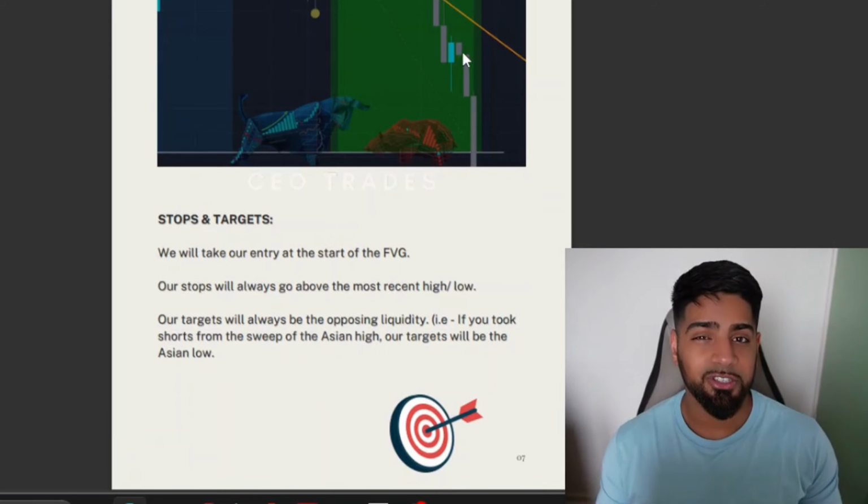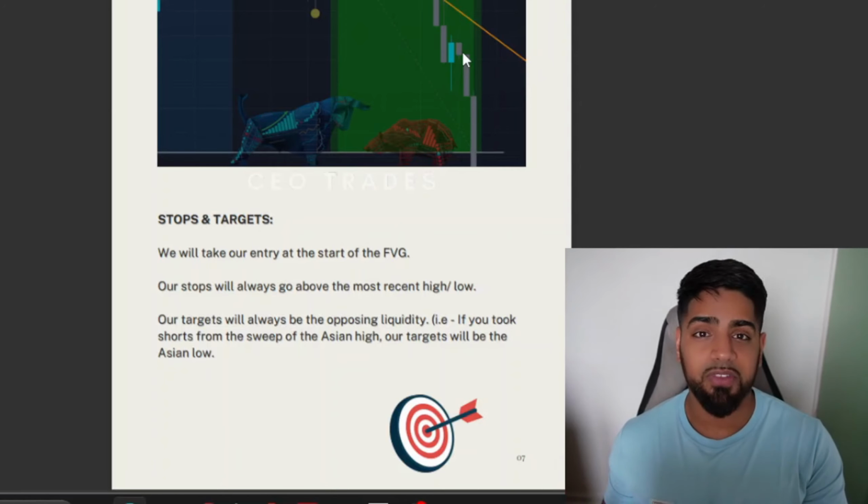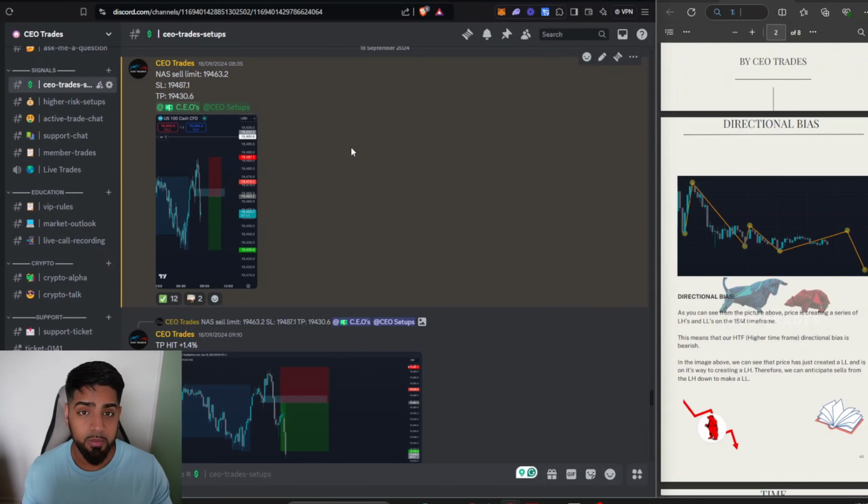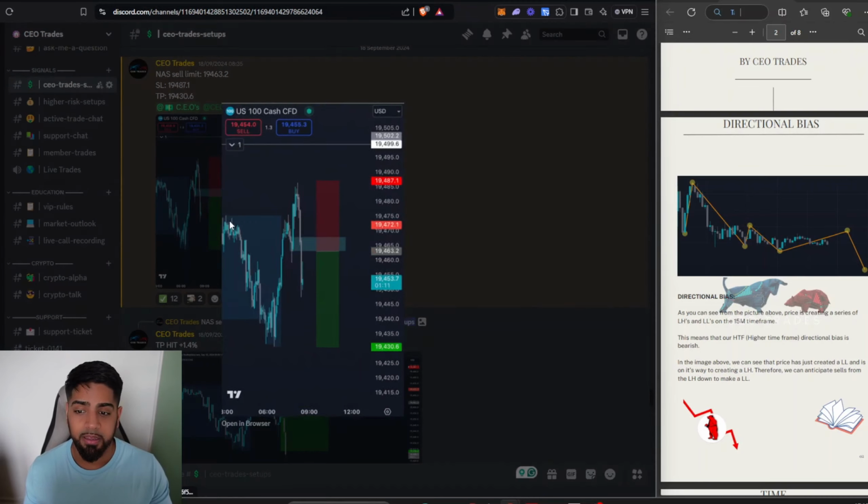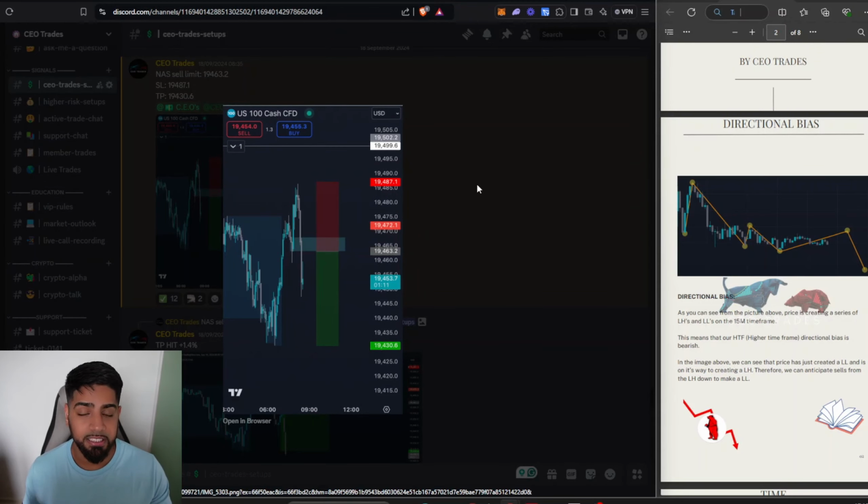But now that we've understood exactly how we're going to frame up these trades, let's actually go ahead and find some real examples from the trades that we've taken in this past week. Now, our first example is going to be a NAS sell limit. Now, as we can see, this was the trade that I sent into the VIP group.